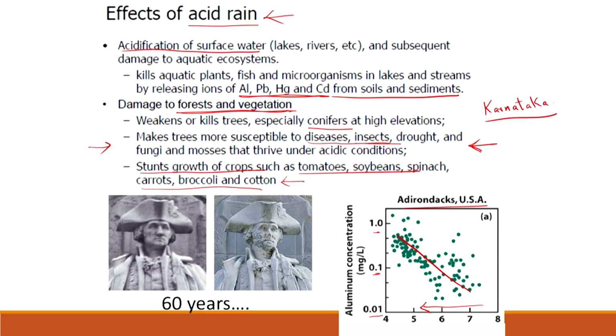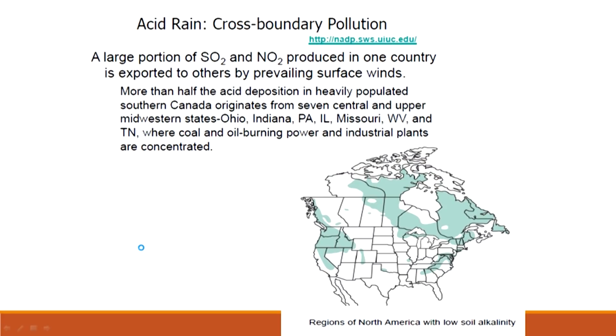Again, within 60 years, I guess. I am not sure who this Mr. Napoleon is? Anyway, I will leave that to you. So, again, acid rain, cross boundary pollution. Cross boundary pollution is, obviously, an issue.